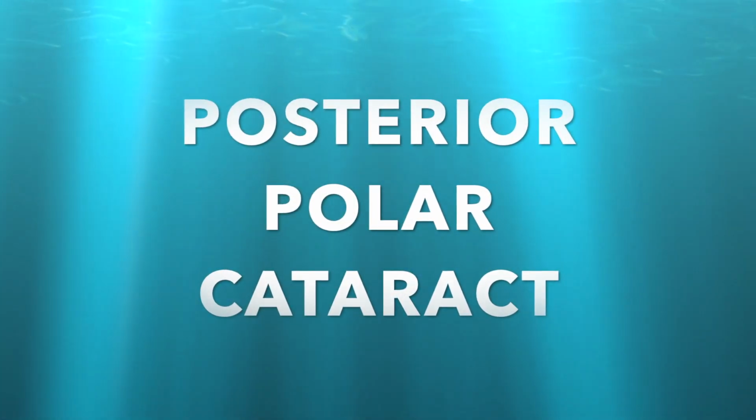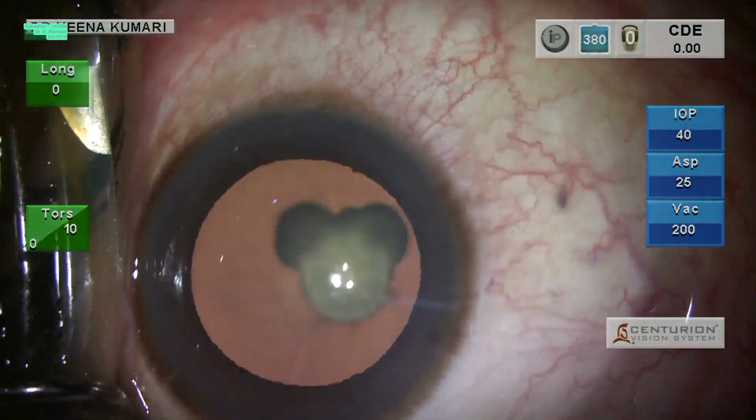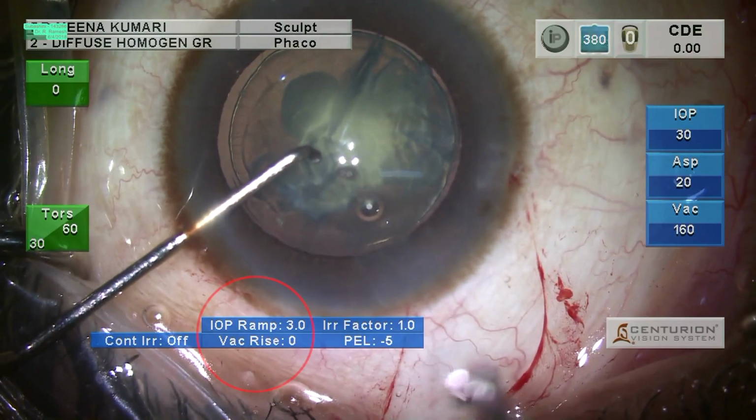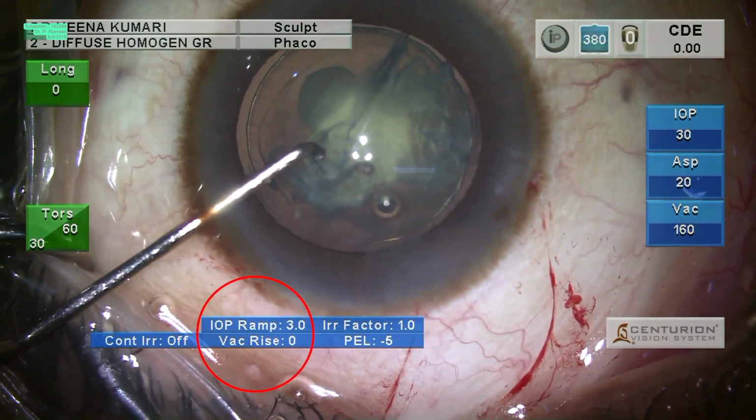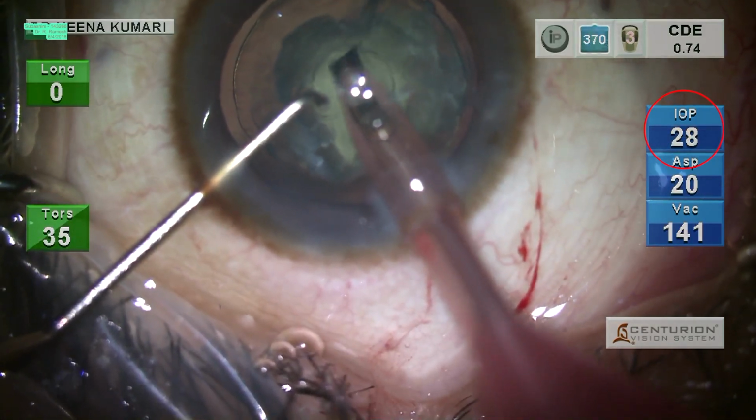Similarly, the IOP ramp and low intraoperative pressure prove to be a handy tool in posterior polar cataracts. It prevents sudden increase of the hydraulic pressure, hence preventing any undue stress on the dehiscent posterior capsule.